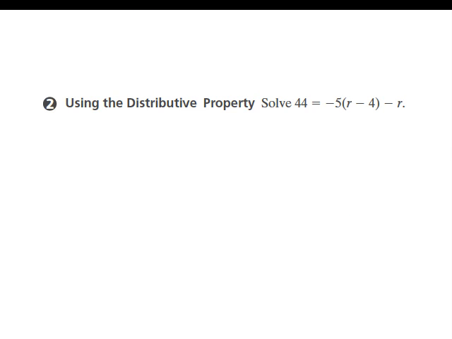In example number 2, we're going to have to use the distributive property. Solve 44 equals negative 5 times the quantity r minus 4 minus r. Because that r minus 4 is in parentheses and there's a negative 5 right in front of it, we have to use the distributive property. We have to distribute the negative 5 to the r and to that negative 4.